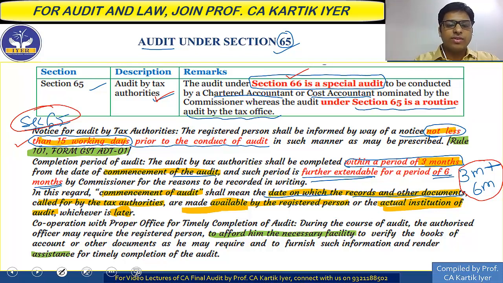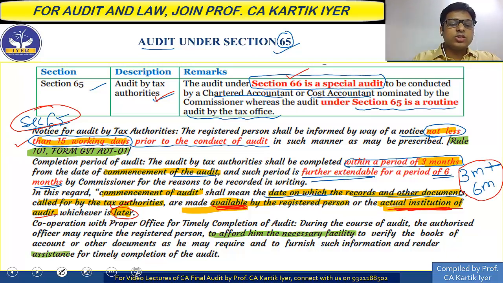In this regard, commencement of audit shall mean the date on which the records and the other documents called by the tax authorities are made available, very important, made available by the registered person or the actual institution of the audit, whichever is later. So look at the date when the records are made available, or the actual institution of the audit, whichever is later. For example, if they ask for the audit to be conducted starting from, let's say, around 12th of January, but the person makes available all the records by 20th of Jan, we'll take whichever is later, that is 20th of Jan.